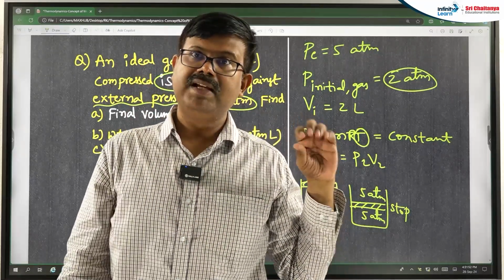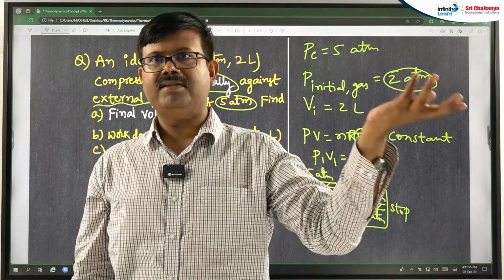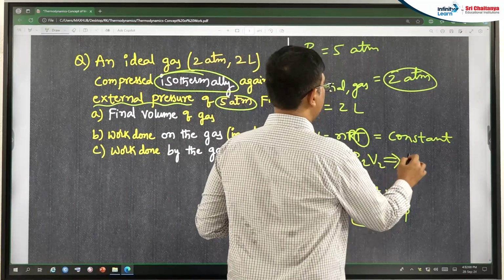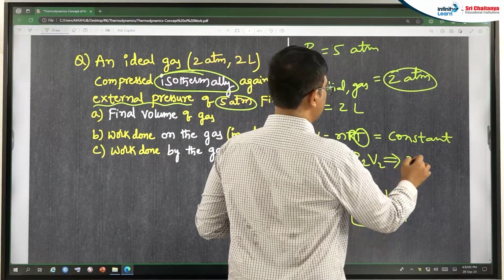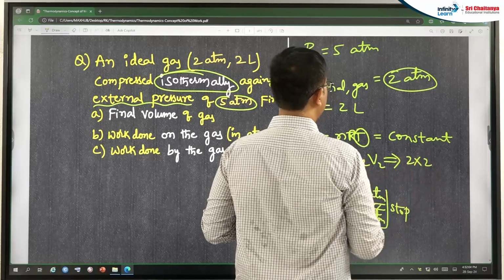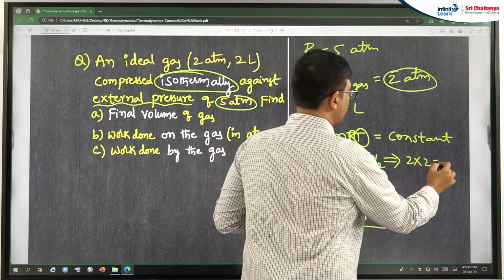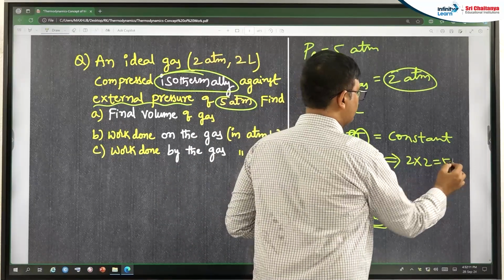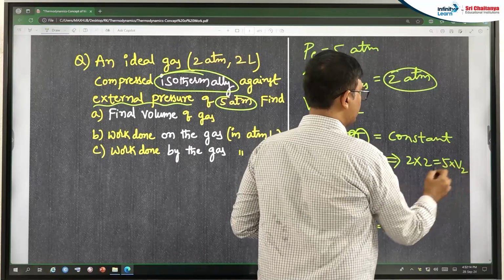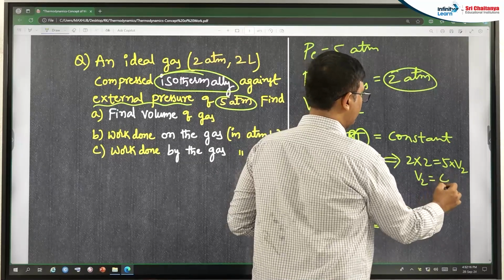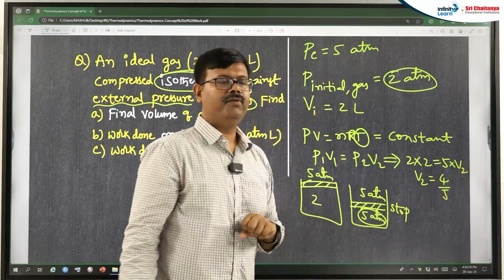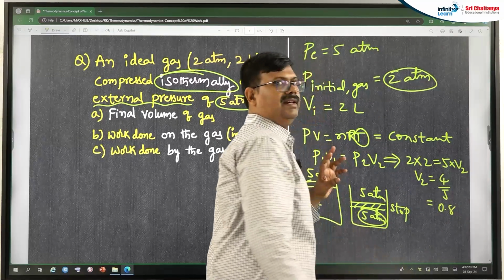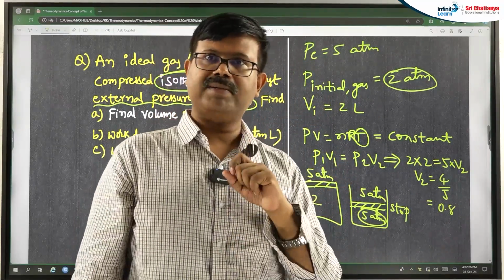And what is the pressure of the gas here? Same as external pressure, 5. So we know P1, that is 2, we know V1, that is 2, and P2 also now we know, final pressure 5, into V2. So therefore final volume is what? 4 by 5. 4 by 5 means 0.8. So 0.8 liters is the final volume. That is the first part of the question.